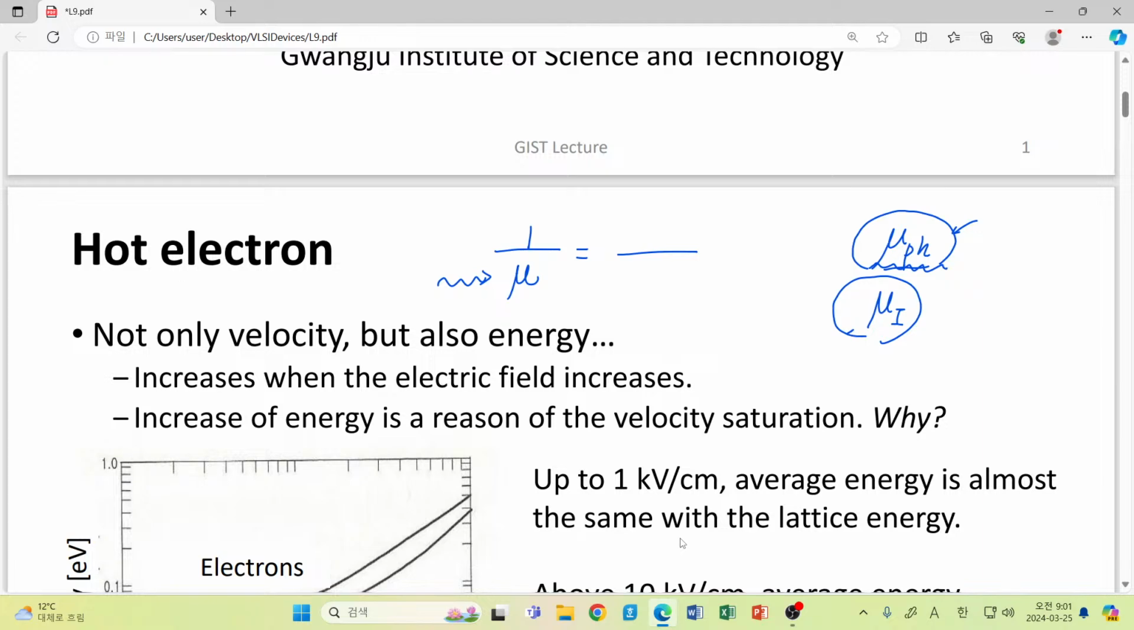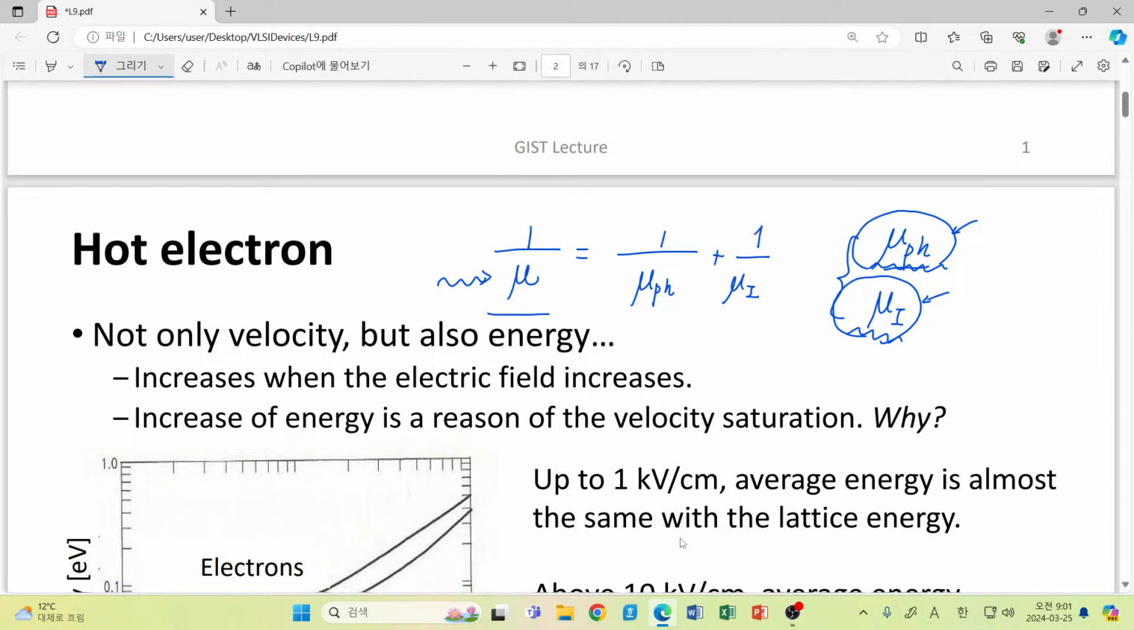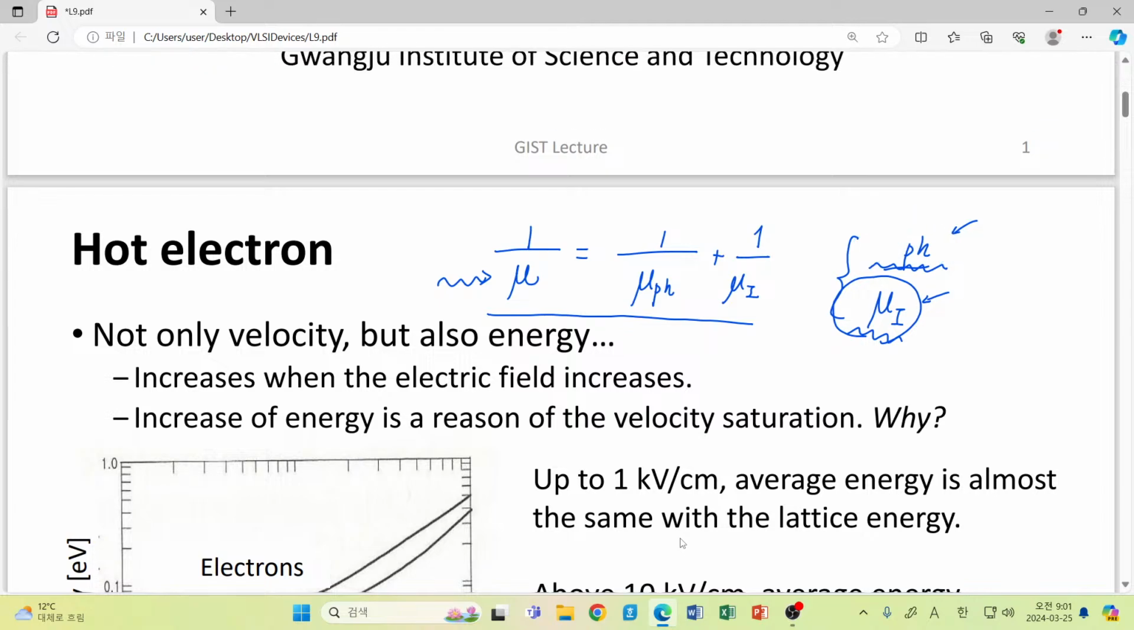And how about the impurity limited one? It can also be obtained by considering the case where we have a lot of impurities. So individual components of mobility can be calculated. After that, we take this kind of inverse sum, and that will be the overall inverse mobility.